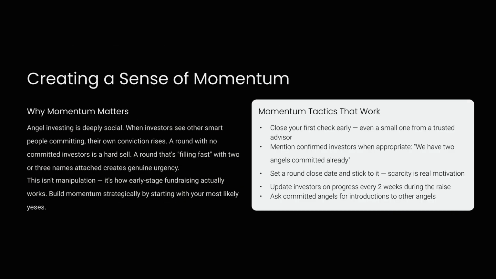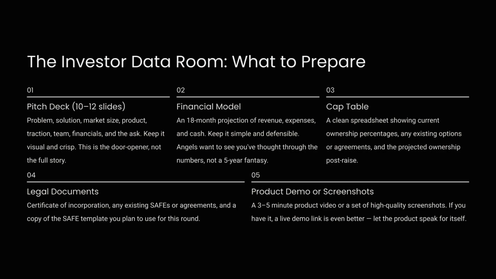Momentum matters because angel investing is deeply social. When investors see other smart people committing, their conviction rises. Use effective tactics like closing your first check early, mentioning confirmed investors, setting a close date, and providing regular progress updates.